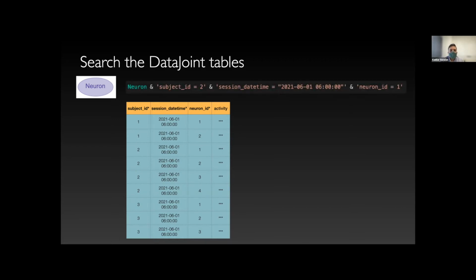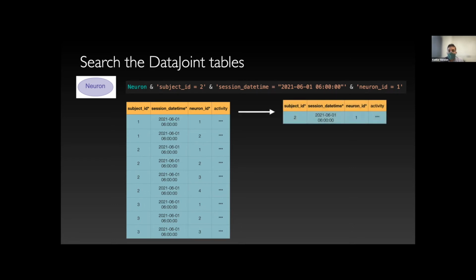Well, using DataJoint syntax, you would display the table name, so neuron in this case, and then you would use the ampersand, which in DataJoint is an operator to say we want to select or filter only those entries that meet this criteria. So we want to find the entries within the neuron table that are subject ID equals 2 for a given session date time and for neuron ID number 1. And so if you run this command in your Python script or your MATLAB script, it will return that entry.